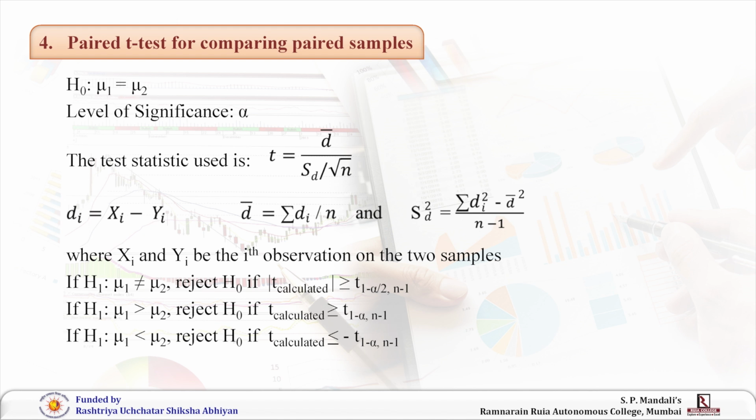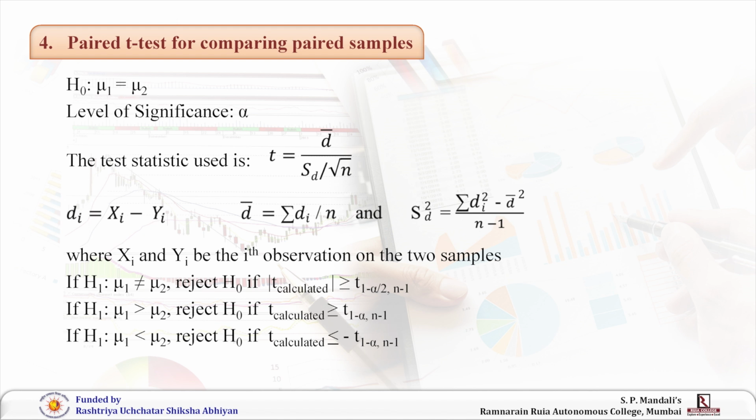The test statistic now will change to t is d bar upon sd upon root n, where di is calculated for every sample observation as xi minus yi, the observations at the ith position for each of xi and yi, where d bar is summation di upon n, the mean, and sd square is the variance of this difference xi minus yi, but with denominator n minus 1, since a degree of freedom is lost in estimating the mean d bar. Since the test has dependent samples, this type of variance and mean is used.